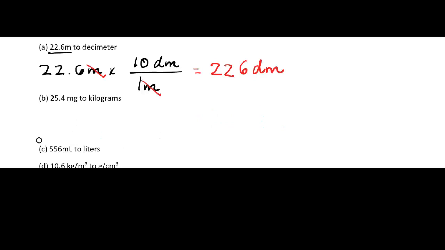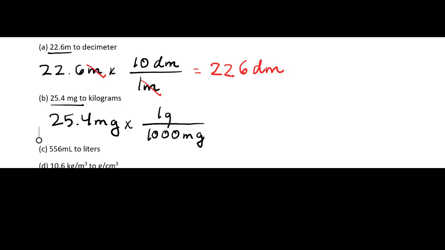How about converting milligrams to kilograms? So the base unit is still grams. Milli is 10 to the minus 3. Kilo is 10 to the third. So start with what you're given, 25.4 milligrams. I'm going to go ahead and convert it to the base unit, which is grams. So we know that for every 1 gram, there are 1,000 milligrams.